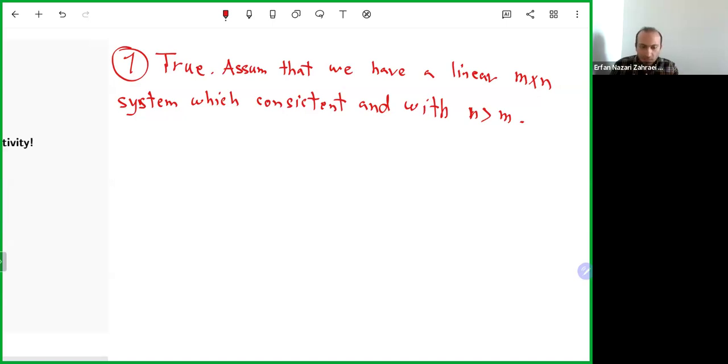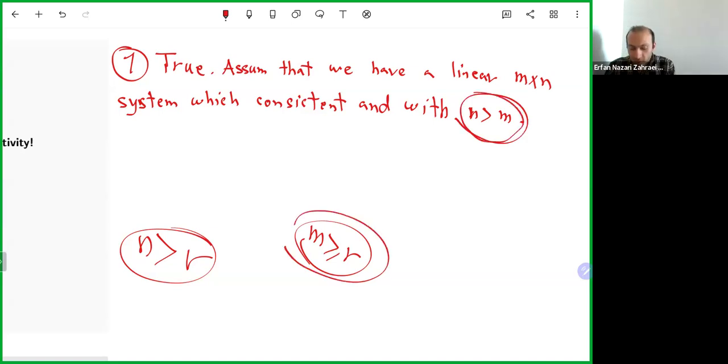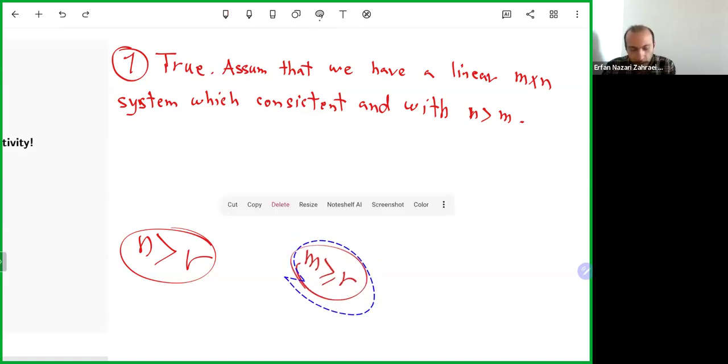The claim that I want to prove is that I have infinitely many solutions. I understood that I should use that theorem to prove it. To use that theorem, I need the condition that n is more than the rank. But I don't have it here. So first, let me explain why m should be greater than or equal to r, and then combine this assumption with this to get what I want. So first, let me focus on explaining why m is more than or equal to r.